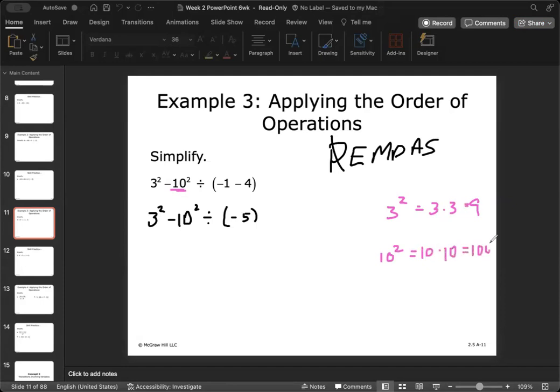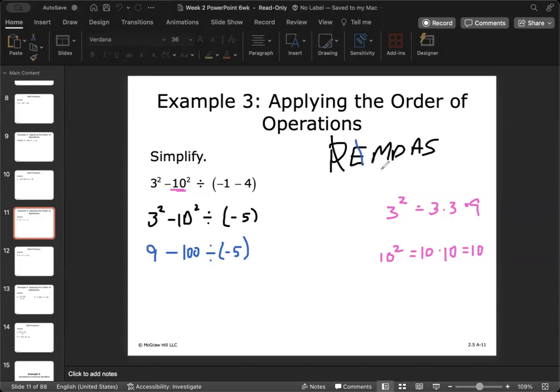Notice I did not bring the minus sign over when I did 10 squared. Why? Because in our last discussion, we talked about whether the minus sign is included inside parentheses or not. And here, because the minus sign is not inside parentheses with the 10, we don't square it. We leave it alone. So when we do that, we get 9 minus 100 divided by -5.